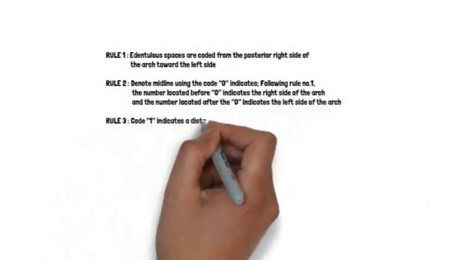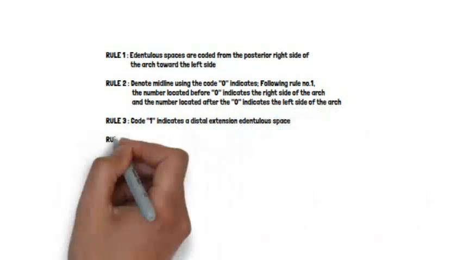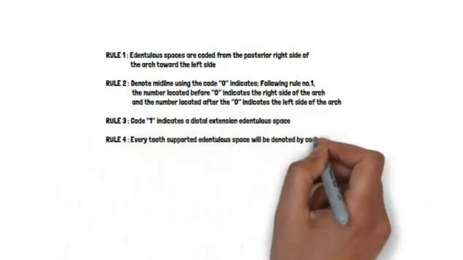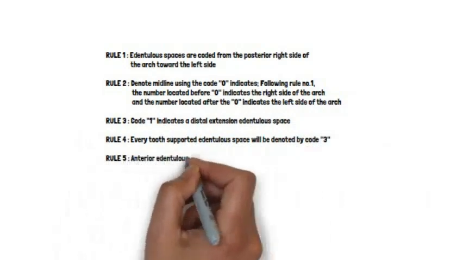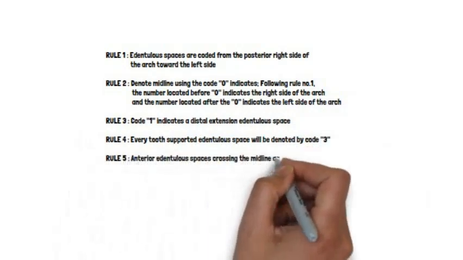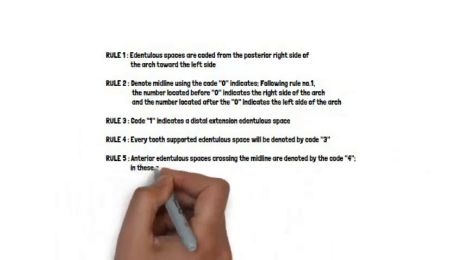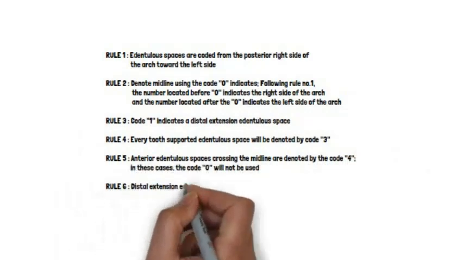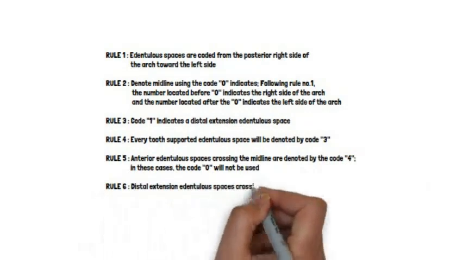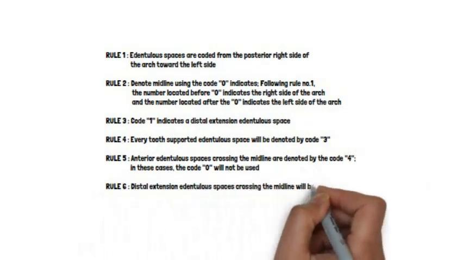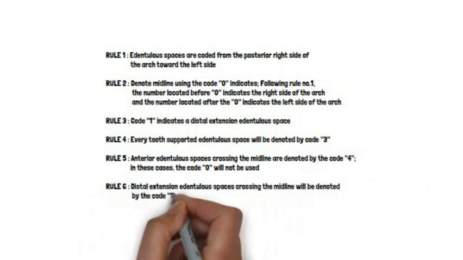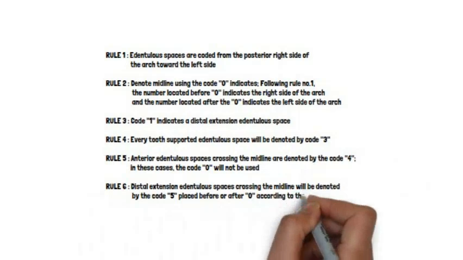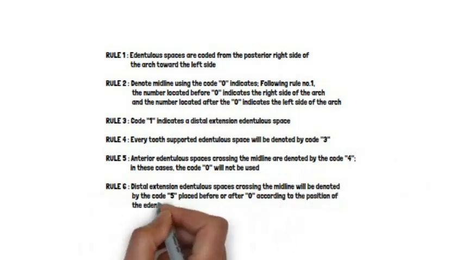Rule 3: code 1 indicates a distal extension edentulous space. Rule 4: every tooth supported edentulous space will be denoted by code 3. Rule 5: anterior edentulous spaces crossing the midline are denoted by the code 4. In these cases, the code 0 will not be used. Rule 6: distal extension edentulous spaces crossing the midline will be denoted by the code 5, placed before or after 0 according to the position of the edentulous areas.